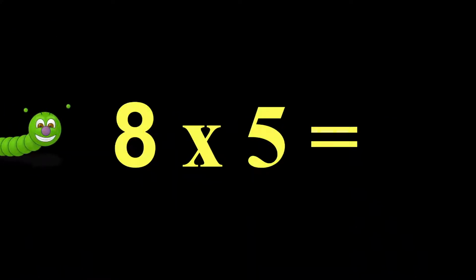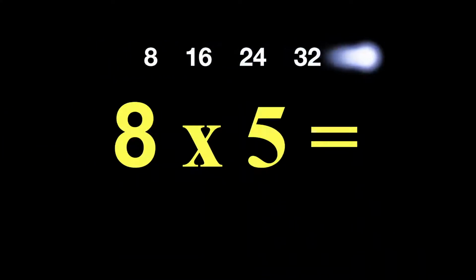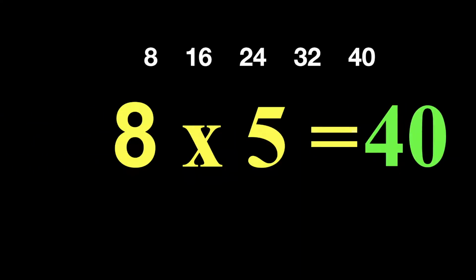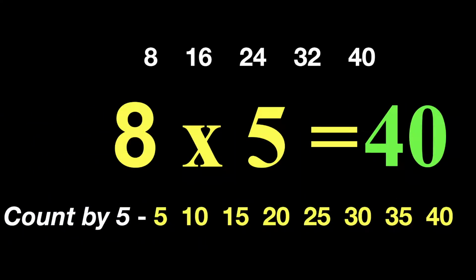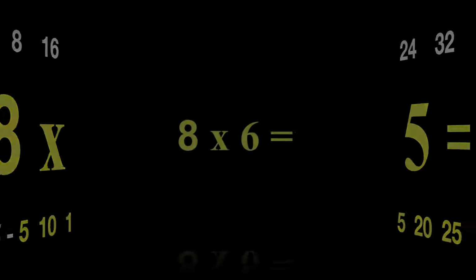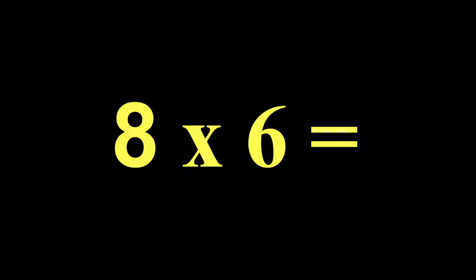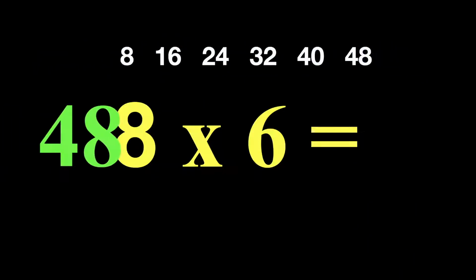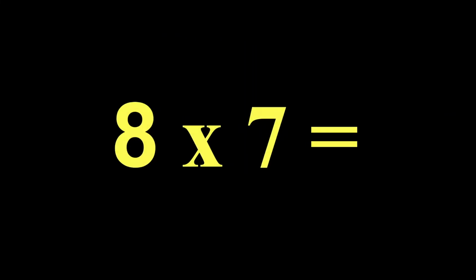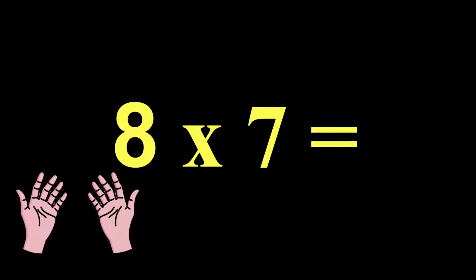8 times 5. Oh, there's Wally. Ready? 8, 16, 24, 32, 40. Or you could just count by 5s, a total of 8 times. 5, 10, 15, 20, 25, 30, 35, 40. Either way will work well. 8 times 6, don't forget to keep track, right? Let's try it. 8, 16, 24, 32, 40, 48. Good job.